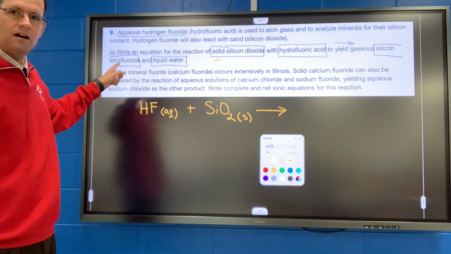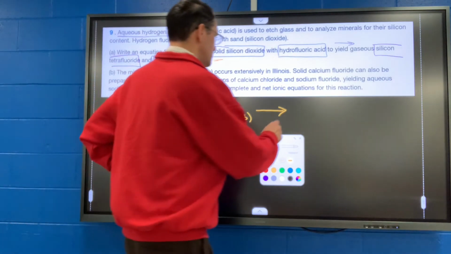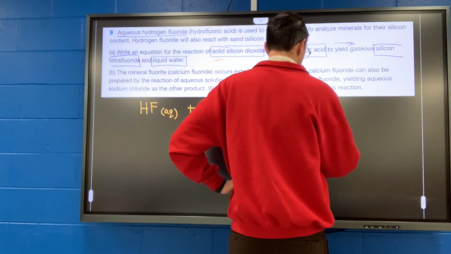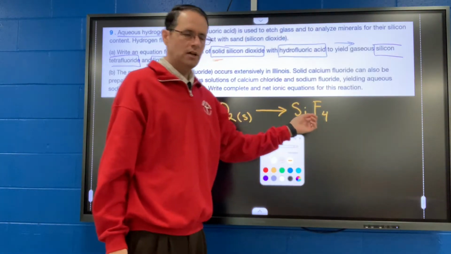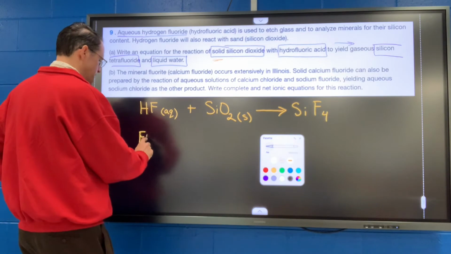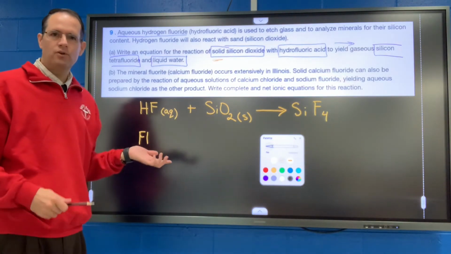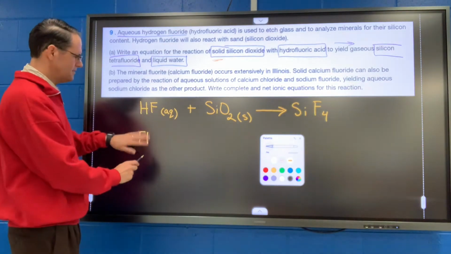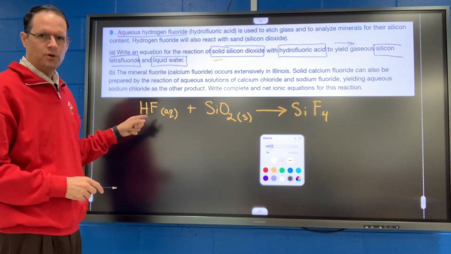gaseous silicon tetrafluoride. So tetra means 4. And fluoride is capital F. Fl is a different element. That's flerovium. I think that's element 114 if I remember. That's not the element fluorine. So fluoride is capital F.